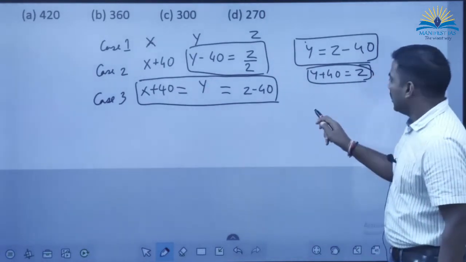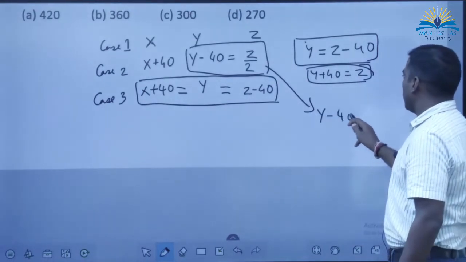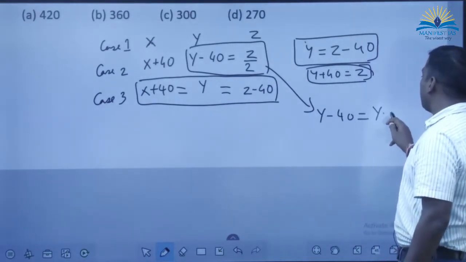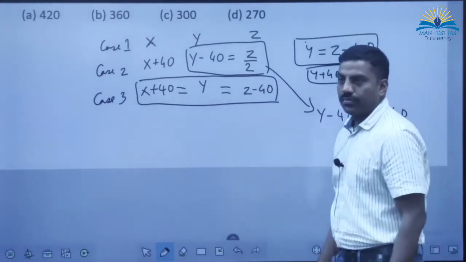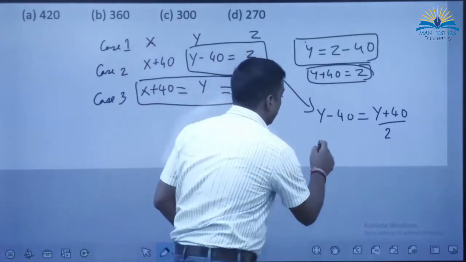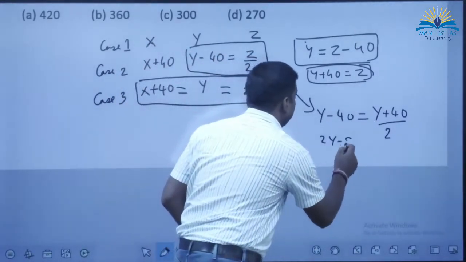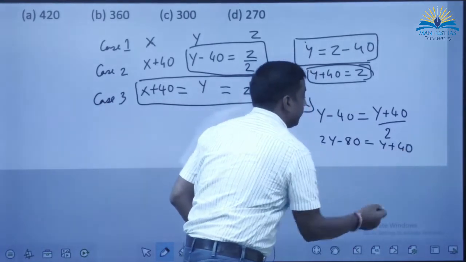Put this z here. So what will this equation become? y minus 40 is equal to y plus 40 by 2. Bring this to this side. 2y minus 80 is equal to y plus 40.